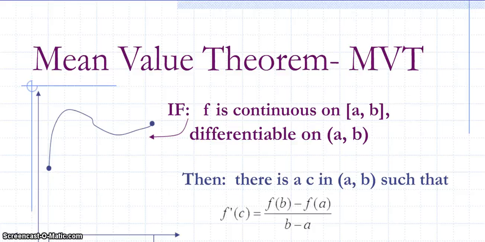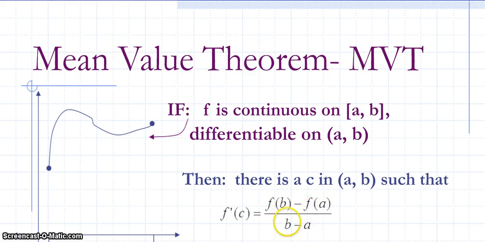Okay, so the mean value theorem. So again, this is on your sheet of information, but here's a picture to go along with it. So if f is continuous on the closed interval a to b and differentiable on the open interval a to b, then the mean value theorem tells us there is a point c in a to b such that the derivative at c is the slope from a to b.